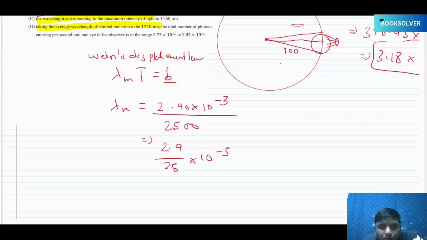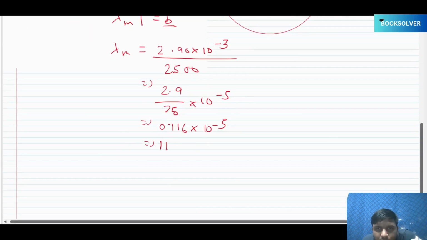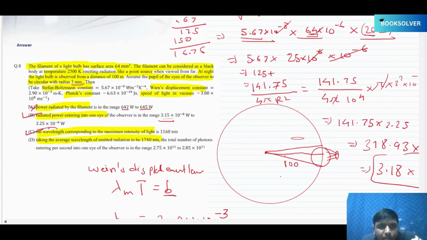2.9 divided by 25 is equal to 0.116. 0.116 into 10 to the power minus 5. You can do this calculation. Again, we can take it as 1160 into 10 to the power minus 9, or 1160 nanometer. So yes, it is absolutely matching our option C, and we can mark it as correct.